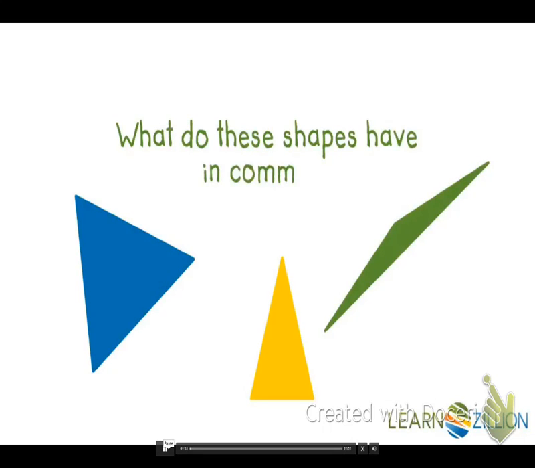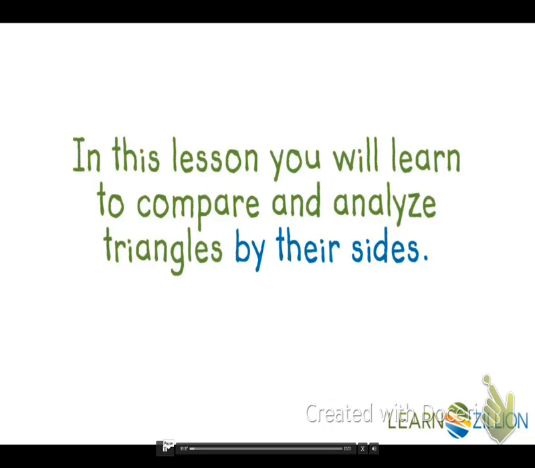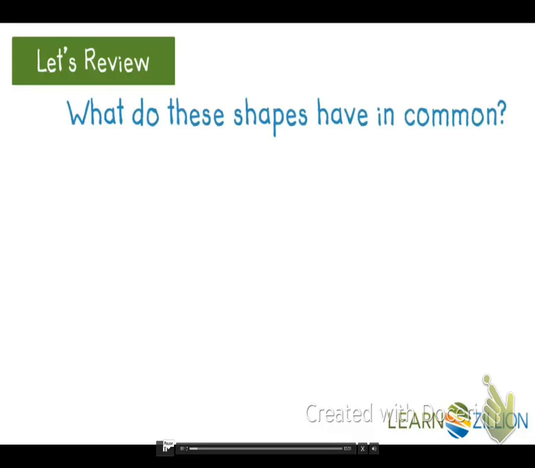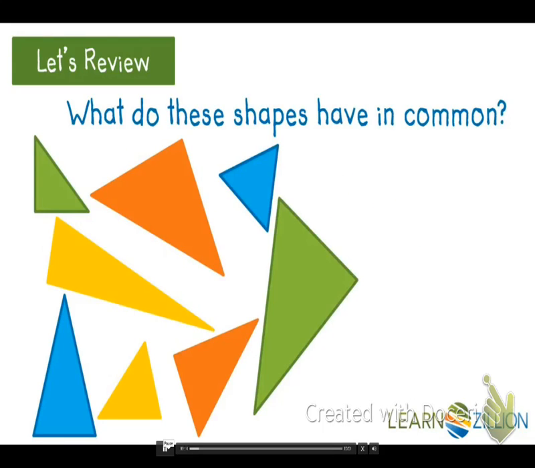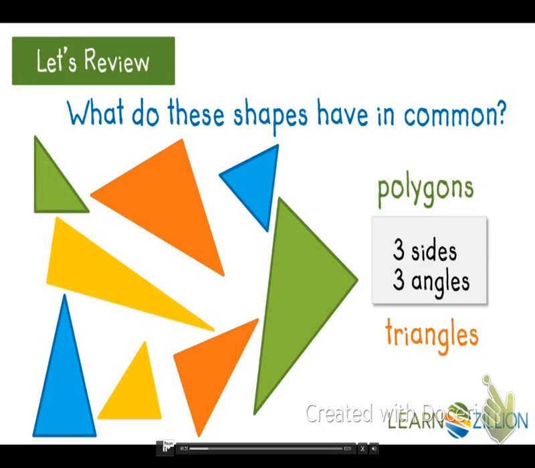What do these shapes have in common? In this lesson, you will learn to compare and analyze triangles by their sides. Let's review. What do you notice that all of these shapes have in common? They are all polygons. They're also all triangles, and triangles share the common attributes or properties of having 3 sides and 3 angles. Many of these triangles share attributes with each other, but the only attributes that all of these share are 3 sides and 3 angles.